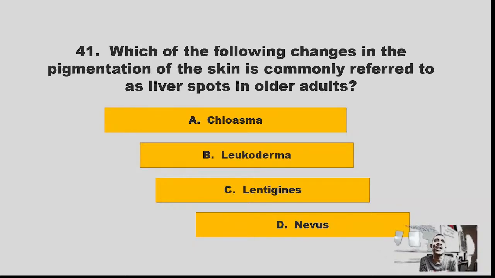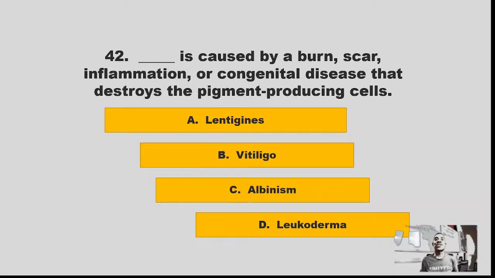Which of the following changes in the pigmentation of the skin is commonly referred to as liver spots in older adults? Would you choose A? Would you choose B? Would you choose C? Or would you choose D? Now, if you chose C, lentiginous, then you are correct. On to our next question.